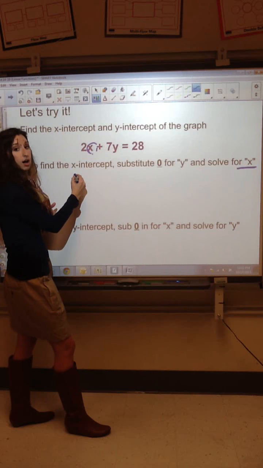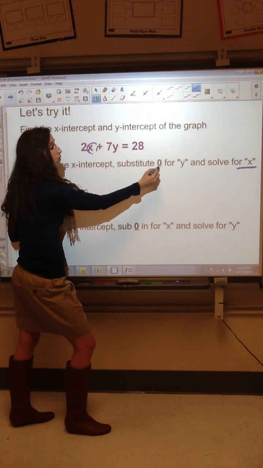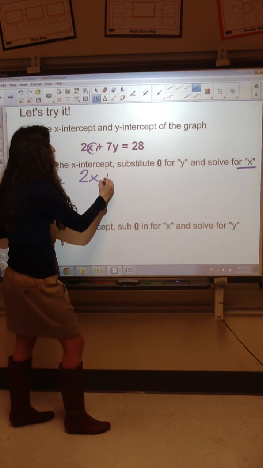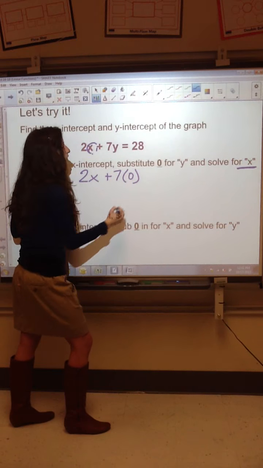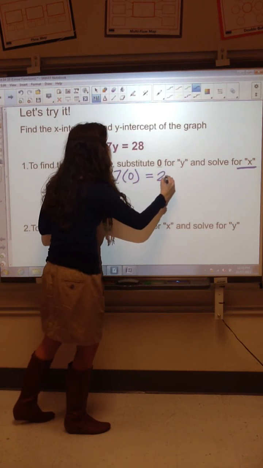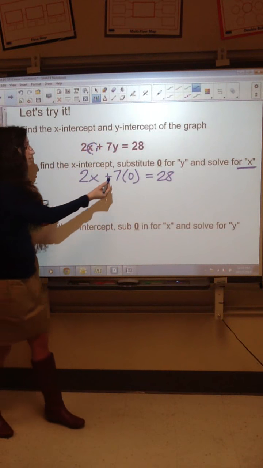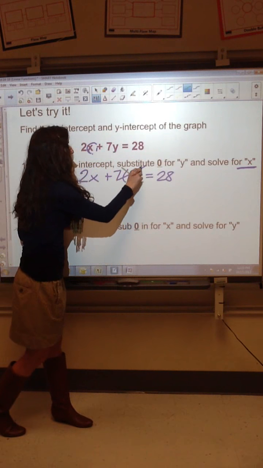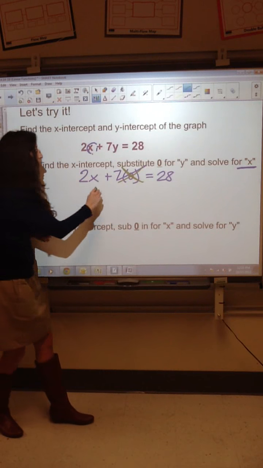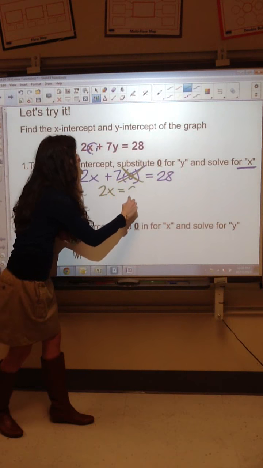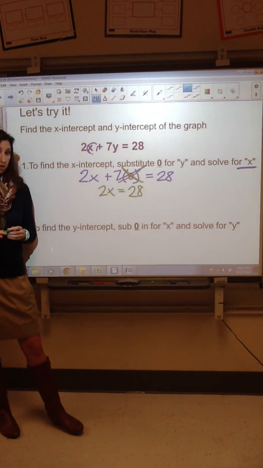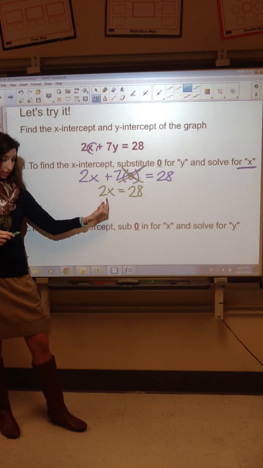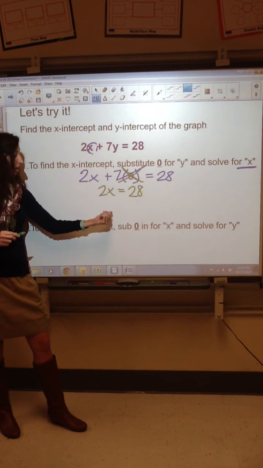So here we go. I'm going to recopy, except I'm substituting in 0 for y. So 2x, because I don't know x, plus 7 times 0, love it, 0 is my favorite, equals 28. What is 7 times 0? 0. Cancels. Awesome. We've made our life so easy. Now I have 2x equals 28. Can we easily solve for x? What do I have to do to cancel what's beside the x? Remember, it's multiplication. So if I want x by itself, what do I have to do?